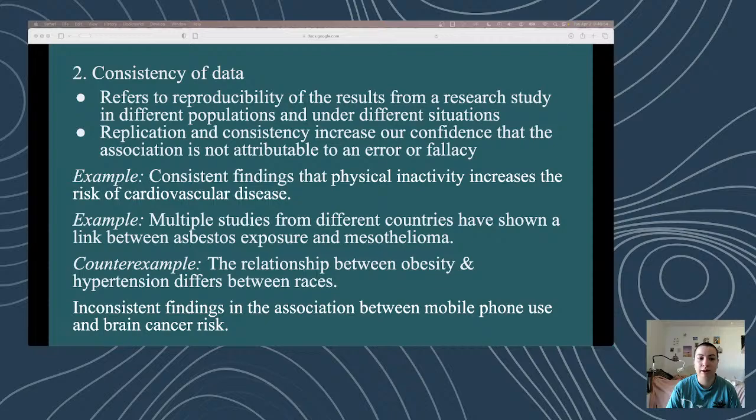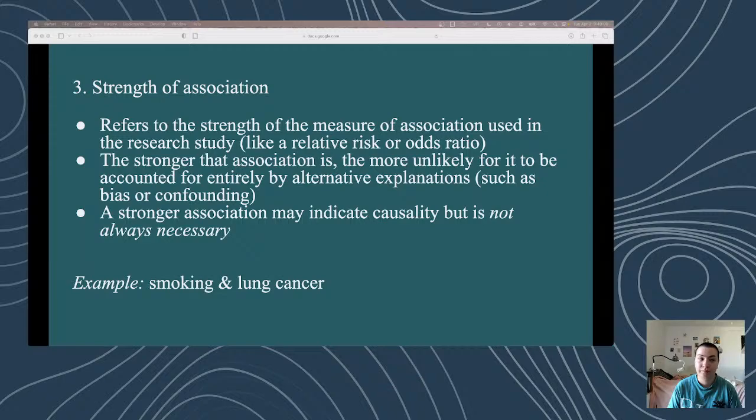And, sorry, I could have put counterexample for the last one as well, but there are inconsistent findings in the association between mobile phone use and brain cancer risk, so we don't think of that as a causal association. It's also not the strongest association, which is our next thing.